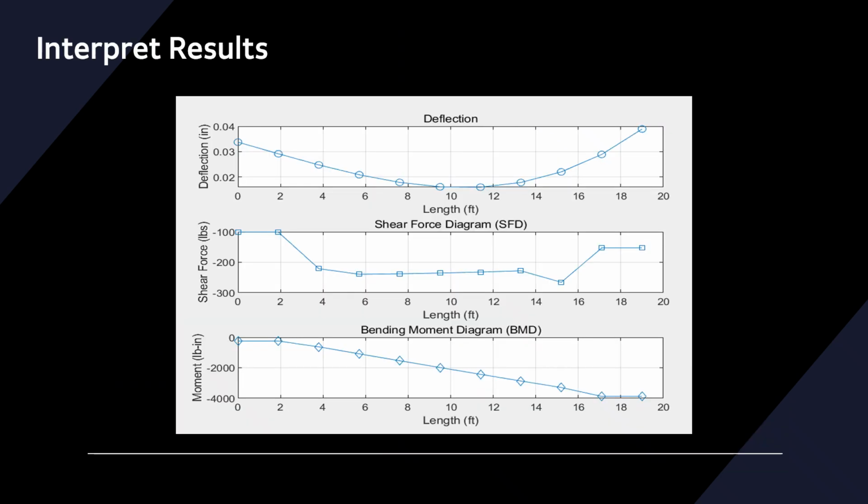Now let's look at the plots generated by the program. First, the deflection plot shows how much the beam sags due to the applied loads, and the largest deflection occurs near the middle. The ends are close to zero due to the boundary condition.